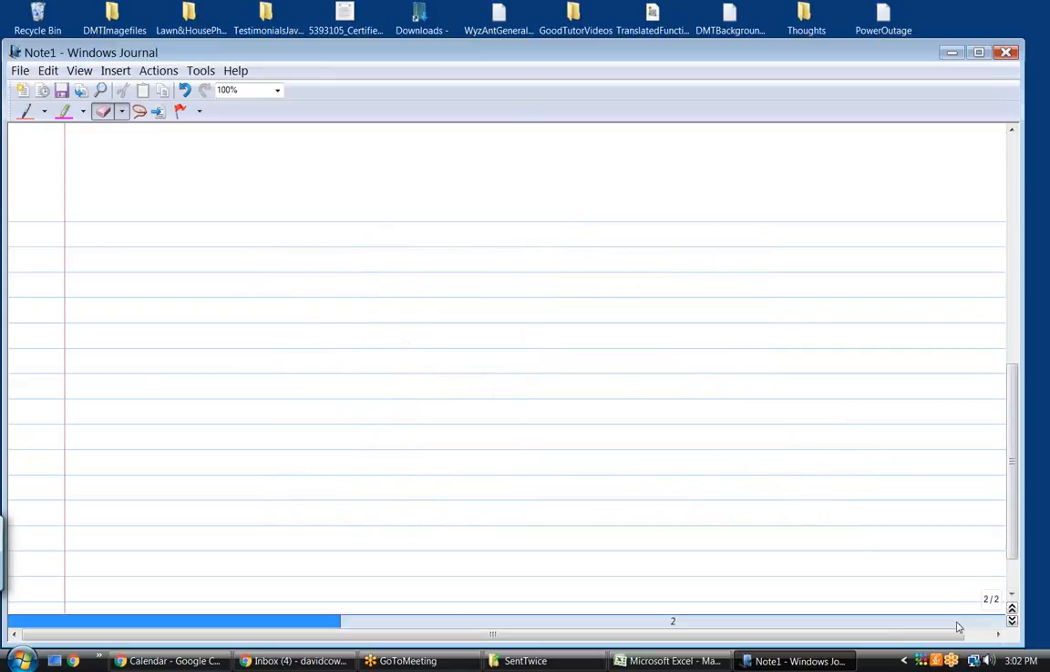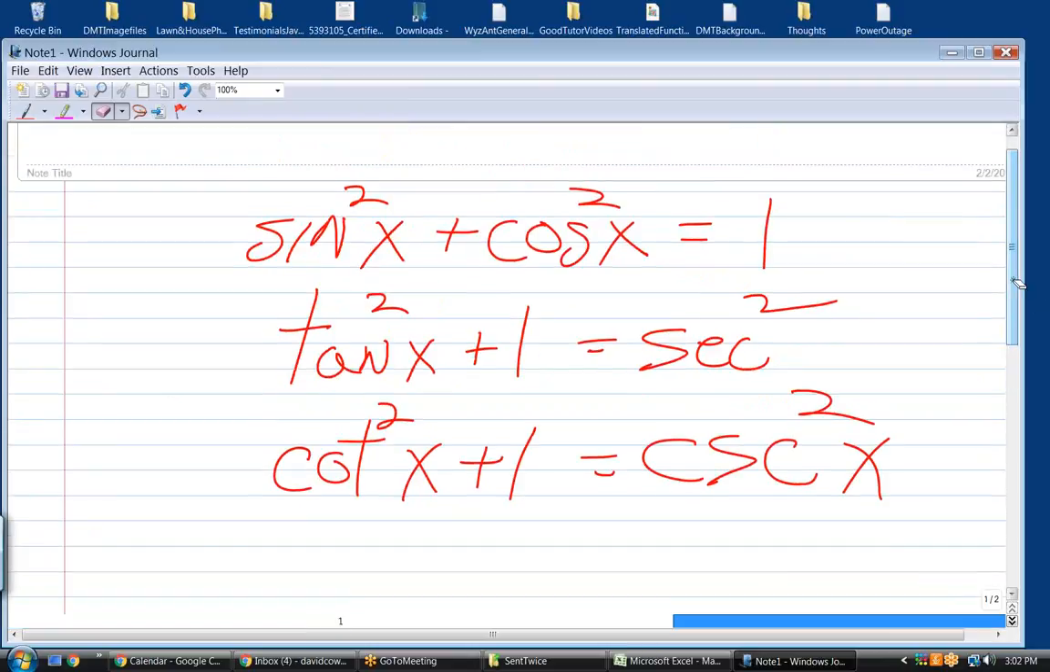That's regardless of the angle. In other words, if you try some of these, you'll notice the sine of 30 degrees squared plus the cosine of 30 degrees squared does indeed equal 1. Always. No matter whether it's 30 degrees, 29 degrees, 89 degrees, it doesn't matter.